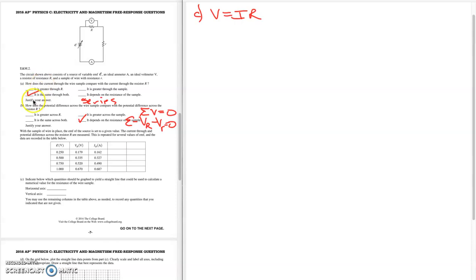The point of parts A and B is to get you to think about Ohm's law and Kirchhoff's loop rule so that when you get down to here, you've already thought of V equals IR and you can start thinking about how am I going to graph it to get a straight line. So what we want is for this to be applied to just the wire sample, where the value of the wire sample is going to be our slope of our line. This is going to be X, and this is going to be Y.